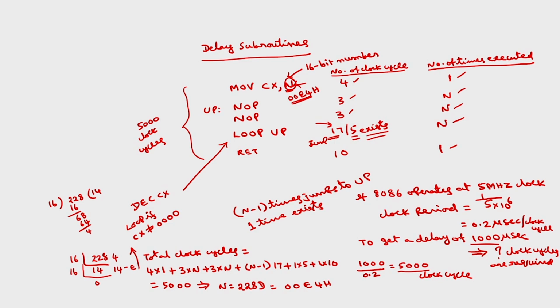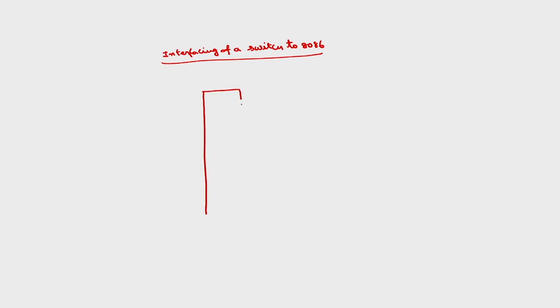Similarly, you can connect a switch also, an input device. I have discussed the output device. Now, I want to connect an input device to the 8086: interfacing of a switch to 8086. We cannot connect this switch or LED directly to the 8086 because of different electrical characteristics, so we need 8255 in between. I am not going to show the 8086 and 8255 connections because I have already discussed that.